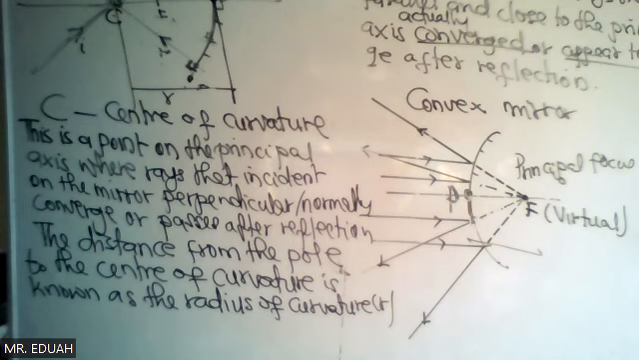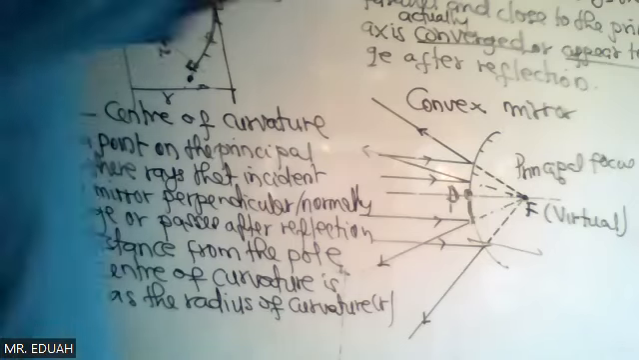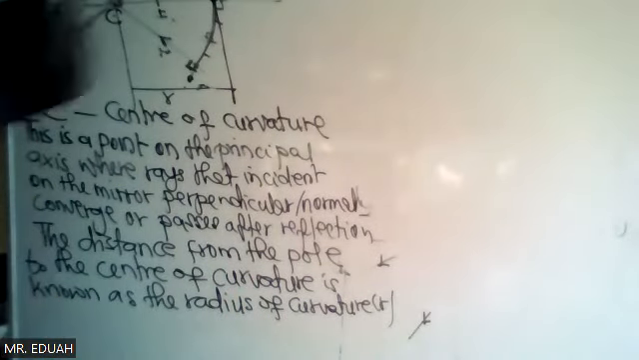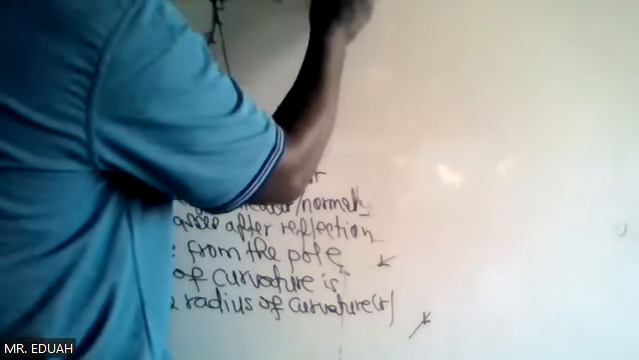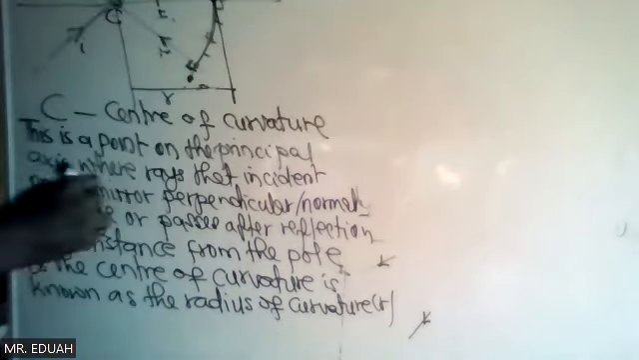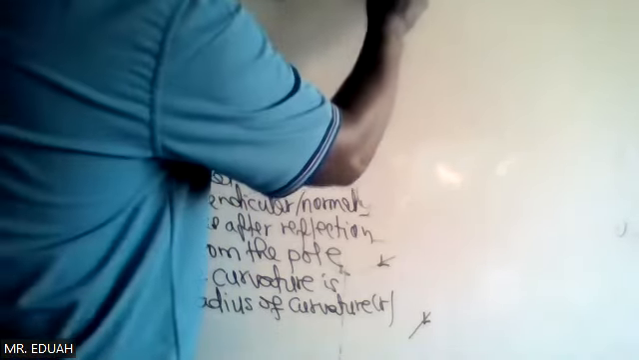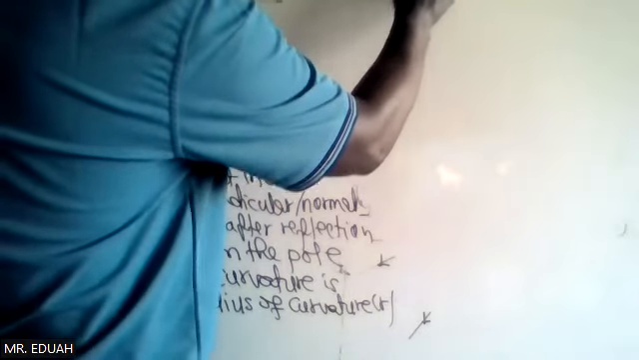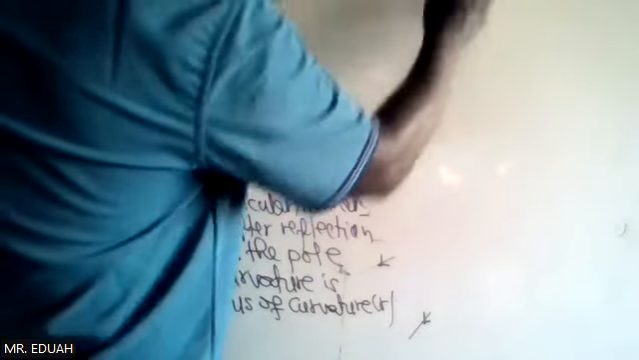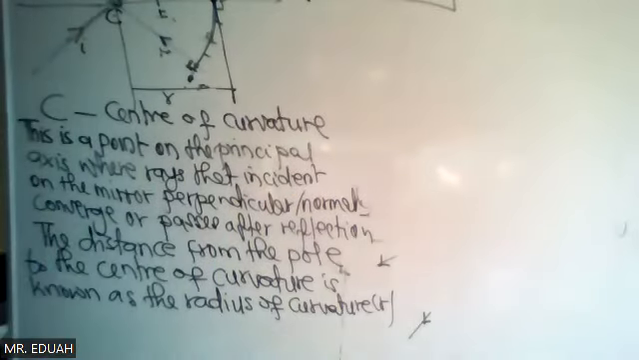Now there is a relationship between the radius of curvature and the focal length. And this relationship is very, very important when we come to formation of images. Radius of curvature R is always equal to 2 times the focal length F. So R is equal to 2F.